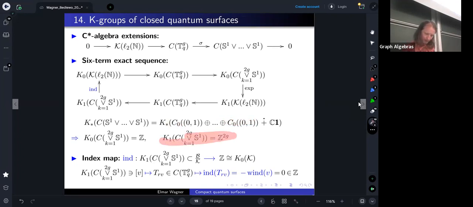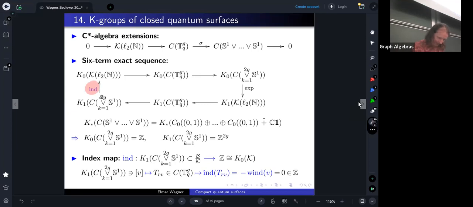So K1 has the number of copies of the open interval. And K0 of the one skeleton, well, we have only one generator. It's a trivial one. It comes from the identity map.